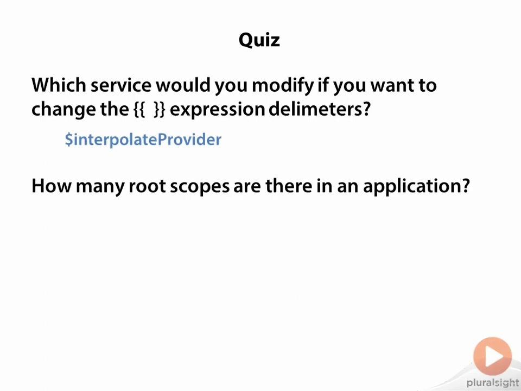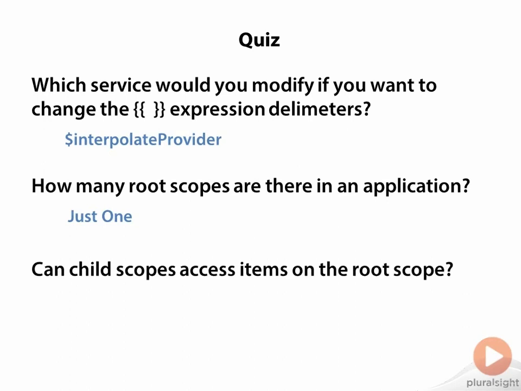How many root scopes are there in an application? There is just one root scope, although there are many child scopes. Can child scopes access items on the root scope? Yes, this is made possible through prototypal inheritance.